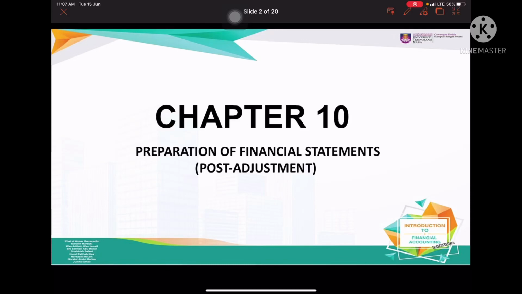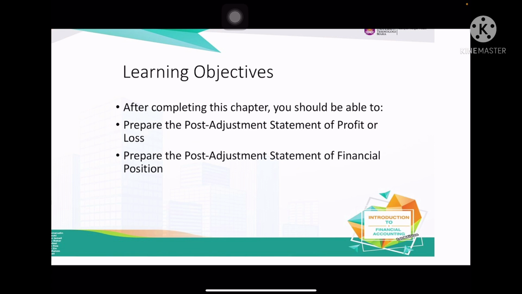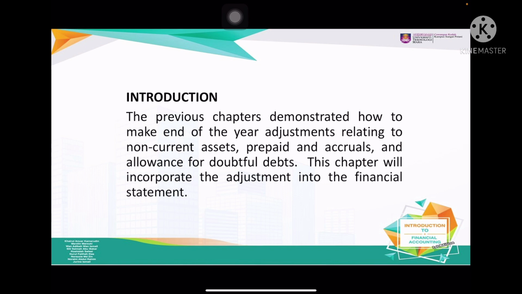Chapter 10, Preparation of the Financial Statement, Post-Adjustment. Alright, so this is our learning objective. After completing this chapter, number one, we are able to prepare post-adjustment profit or loss. And the other one is we are able to prepare post-adjustment statement of financial position. So this is our introduction.